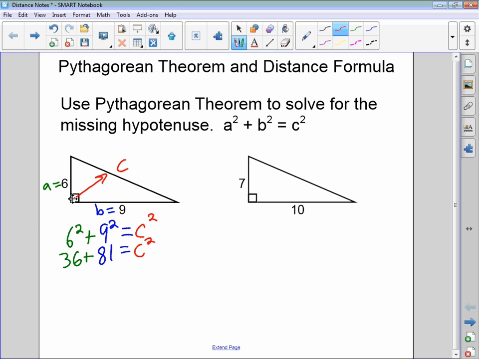We will now add the two together. 36 plus 81 and get 117 equals C squared. We'll take the square root of both sides and we get 10.81. When we round this to our nearest tenth, we'll get 10.8.